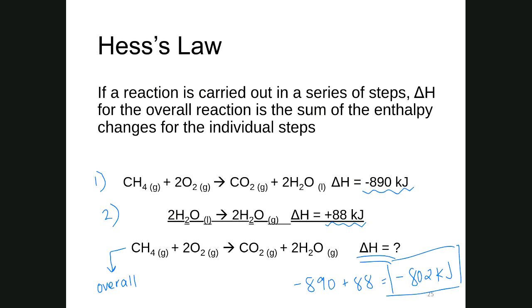But it's not always that easy. Sometimes we have to rearrange our smaller equations or the individual steps in order to create our overall equation. So let's take a look at some of the rules or some of the steps that we can take in a Hess's law problem to try and figure out the enthalpy of an overall reaction based on smaller individual steps.